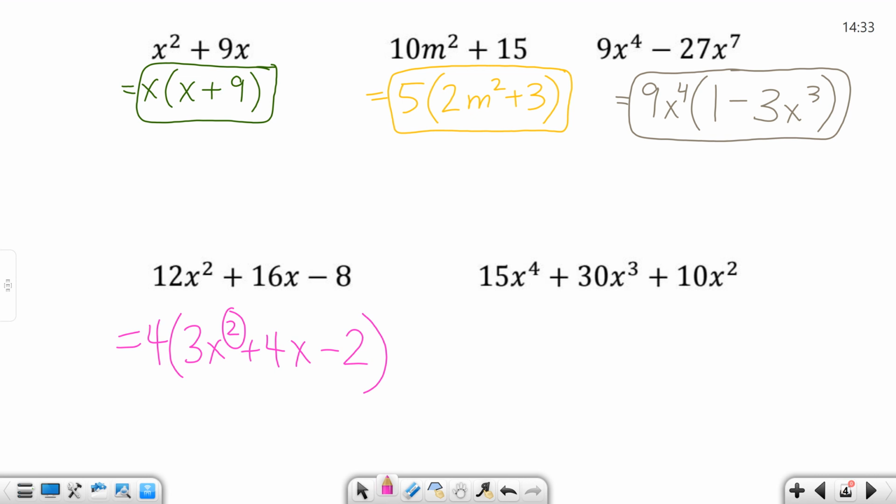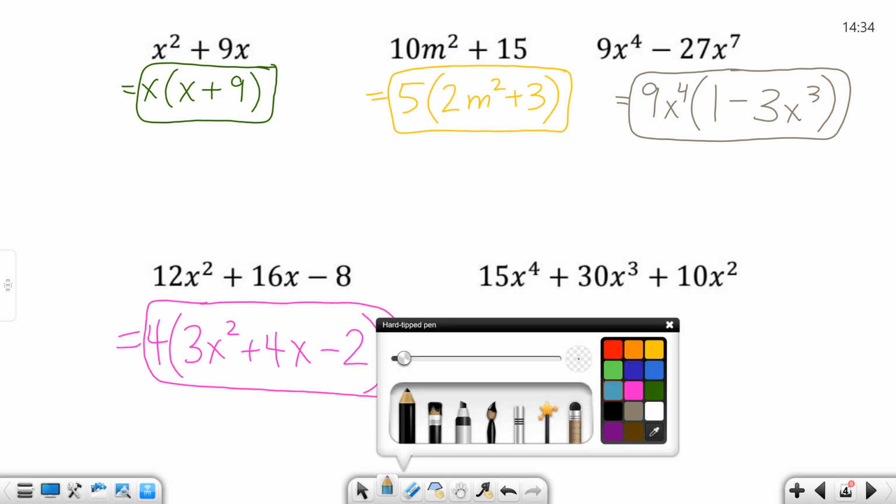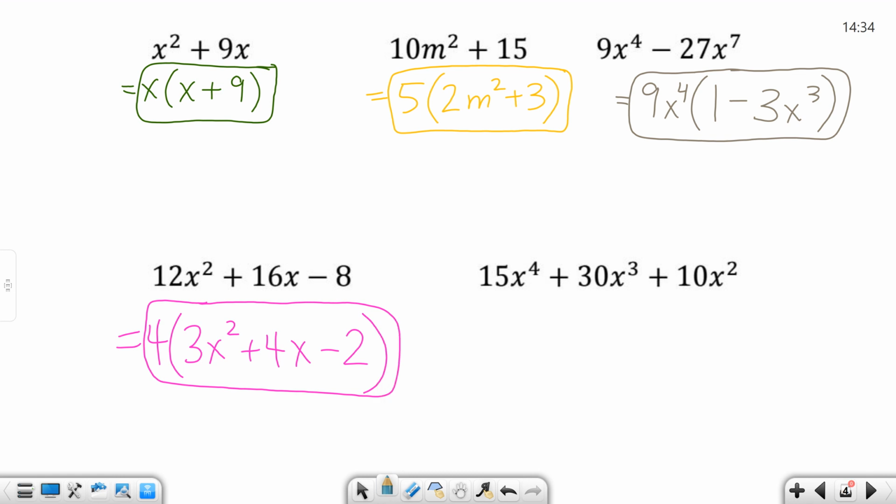Again, I have a power bigger than 1, although all my pluses and minuses are in parentheses. Okay, so I'm good there, but this one, again, won't go any further. If you tried to do some more with that and you know how to factor that, you'll find out that that won't go any further. Again, I've tried to choose ones that will only have a GCF and nothing else.